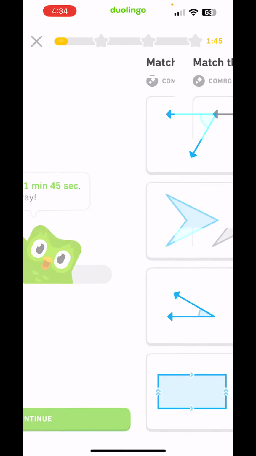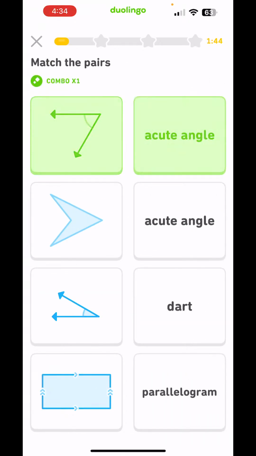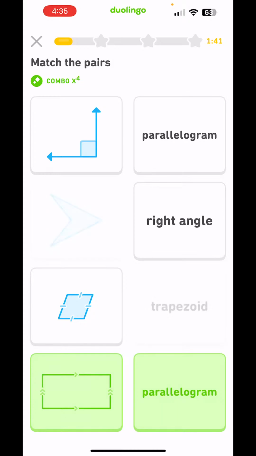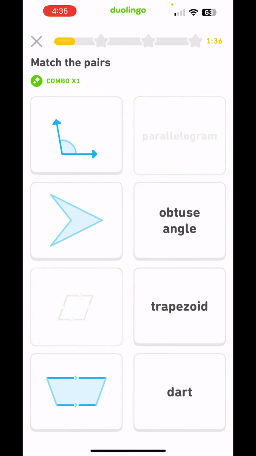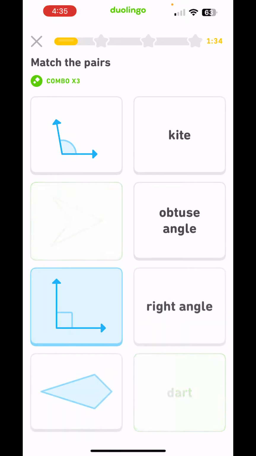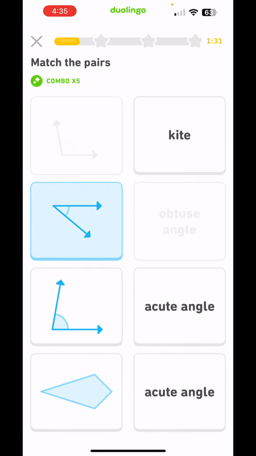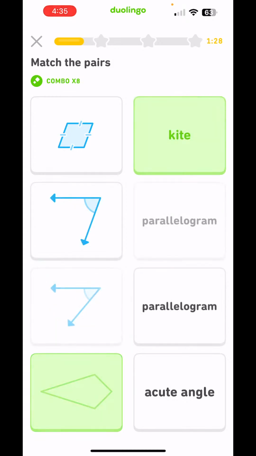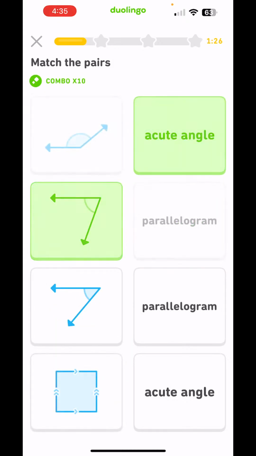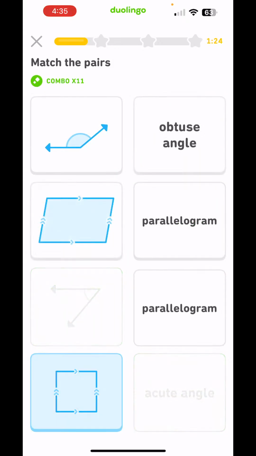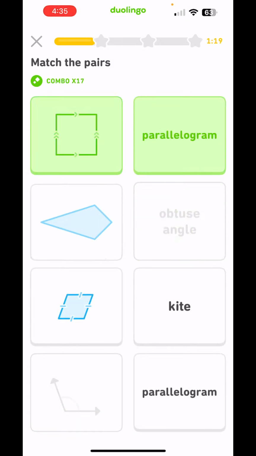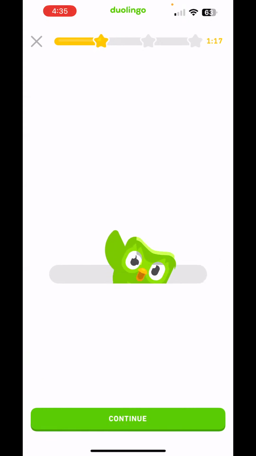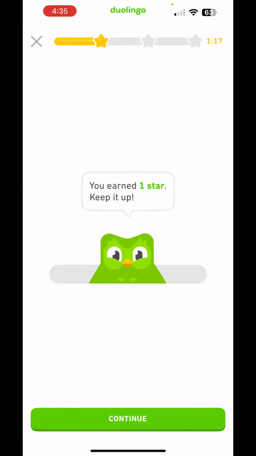Let's go. Acute angle, that's a dart. Parallelogram, that's a right angle. Trapezoid, no. Okay, parallelogram, that's a trapezoid, that's a dart. That's a right angle. Obtuse, this is an acute, that's a kite, that's a parallelogram. Acute, parallelogram, obtuse, right angle, obtuse angle, parallelogram, kite, parallelogram. All right, so we did that. We earned 1 star. Let's see if we can earn 2 stars.